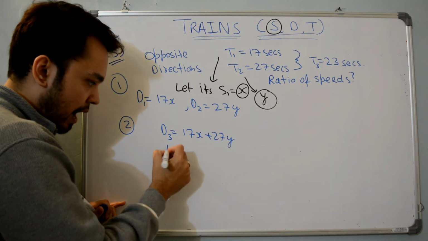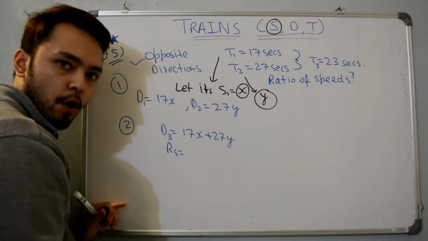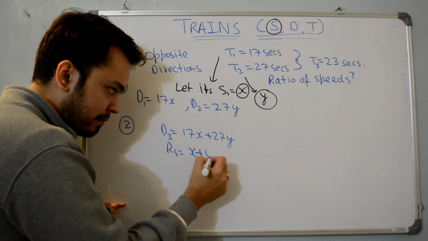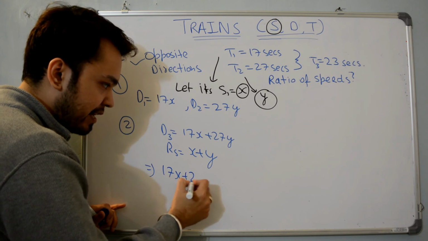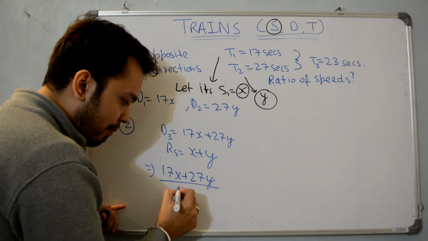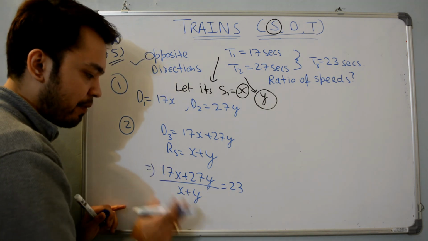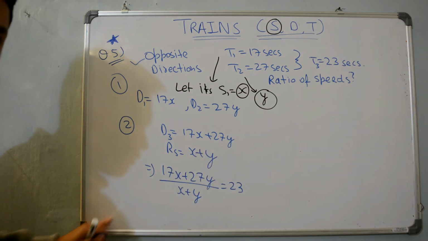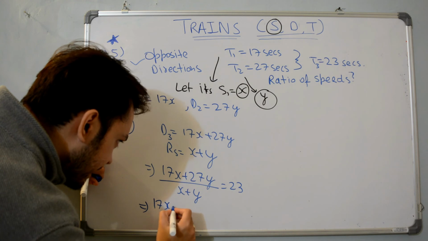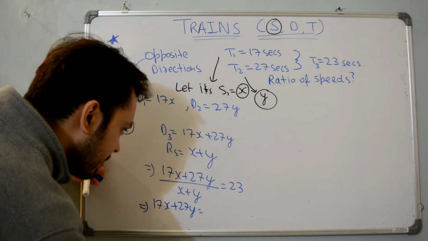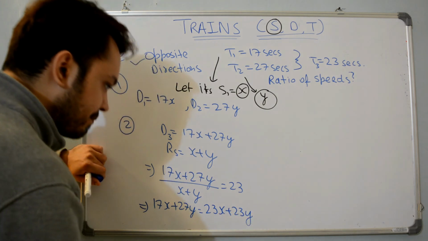Clear? The total distance will be, coming to our second case, the total distance d3 will be 17x plus 27y. Our relative speed will be the summation of x and y. Why? Because they are moving in opposite direction. And we have a question ready, right? 17x plus 27y upon x plus y is equal to 23. Time is equal to distance upon speed. Now I hope you can all solve it. So doing it quickly, we will get 17x plus 27y is equal to 23x plus 23y.